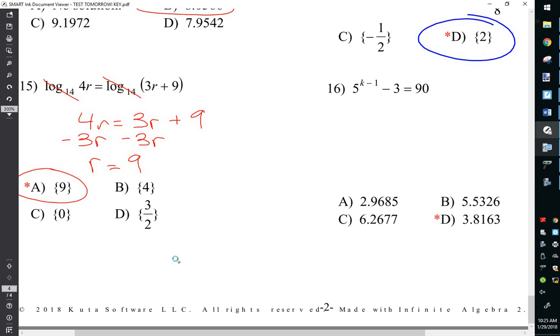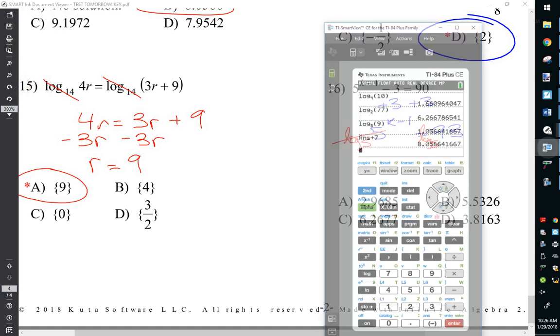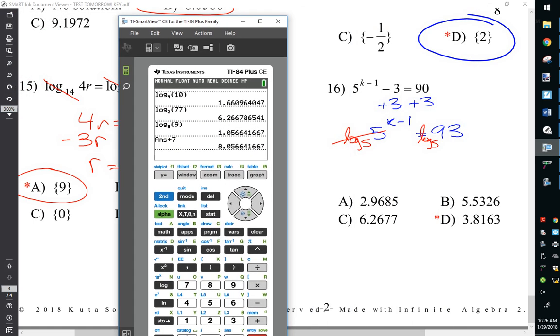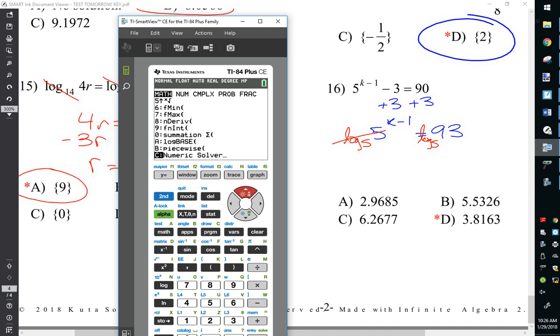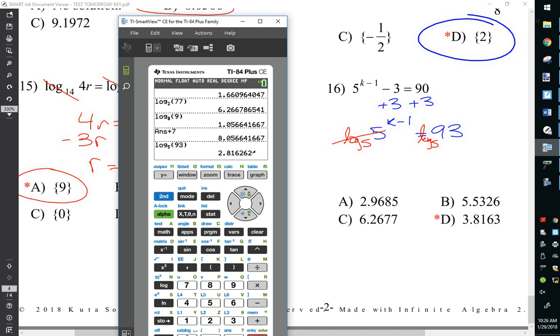Last one is 16. Get rid of the minus 3. 5 to the k minus 1 equals 93. I want to get rid of the 5. The only way I can get rid of 5 is by doing log base 5 on both sides. I can't rewrite them as the same base. That cancels. In my calculator, I am doing math log base 5 of 93. I type it in, I hit enter.